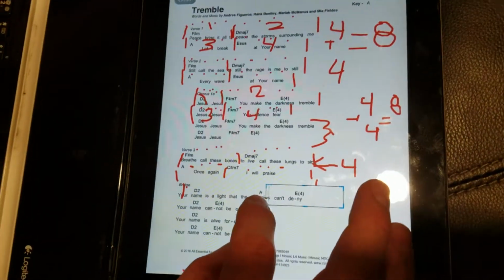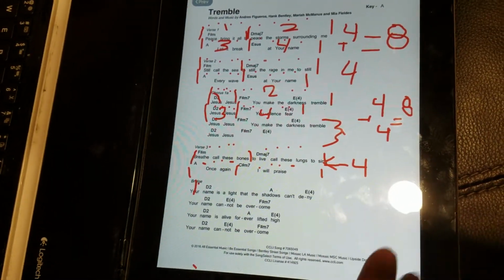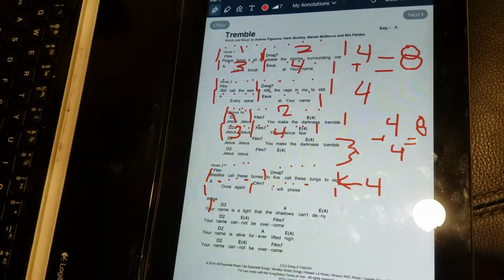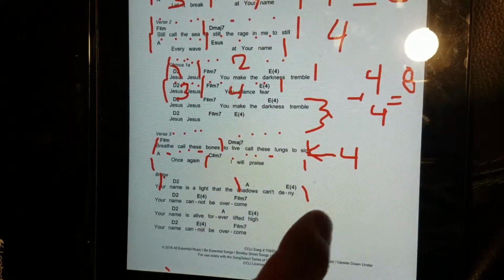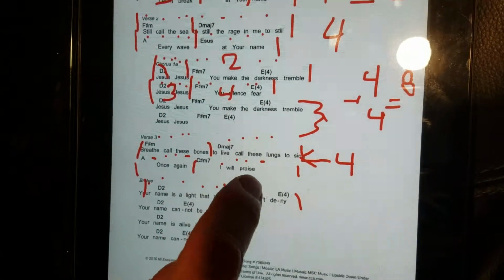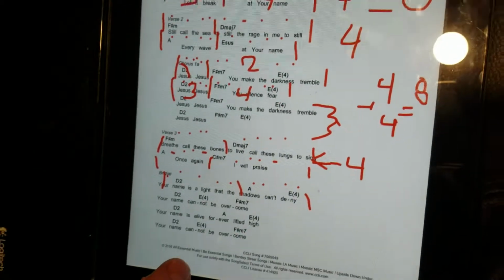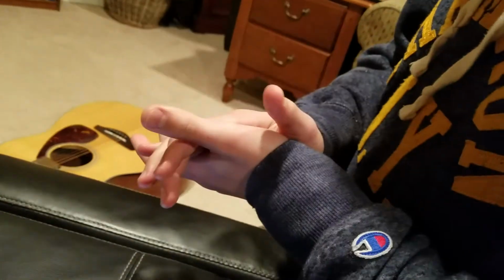So coming back here, we've got to redo this section here. This is not quite what we wanted, right? Okay, so your name is a light, that the shadows, back to the 1. So that's going to be there. 1, 2, 3, 4. 1, 2, 3, 4. And we've got that section. Now go ahead and do the next. Your name cannot be overcome. Your name cannot be overcome.